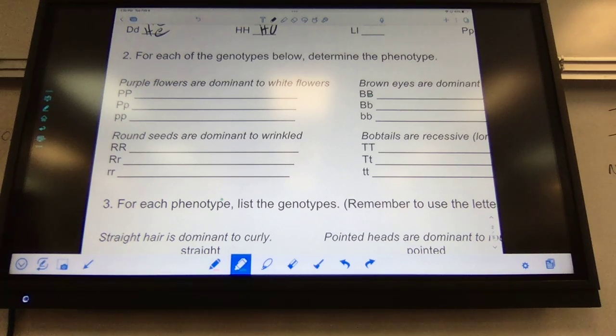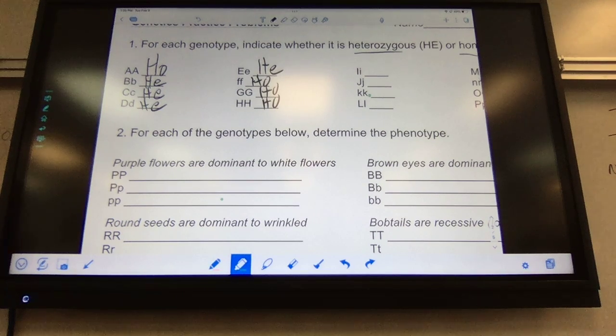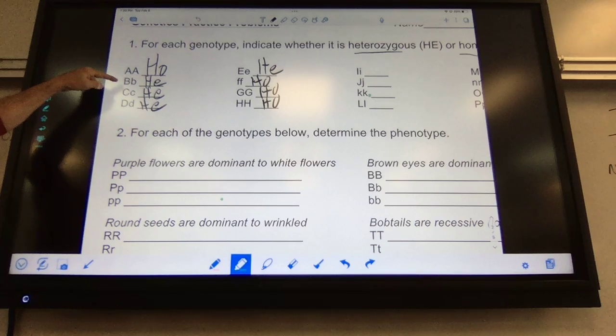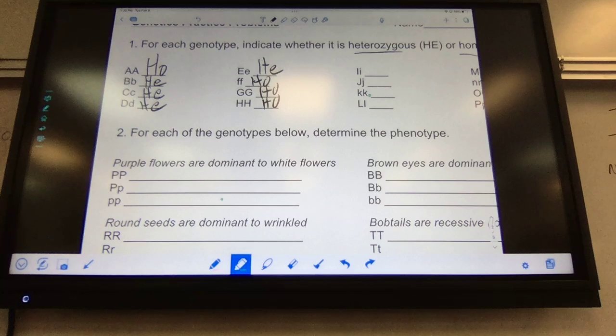Follow along with me and you're going to get a lot of it done. I'm going to go over almost every problem with you. You have to do all of them. I'm only doing some of them just so that you see how to do the problem. HO for homozygous if the letters are the same. HE for heterozygous if you have an uppercase and lowercase, dominant and recessive.